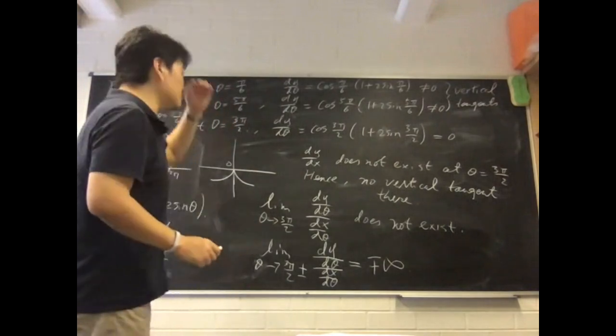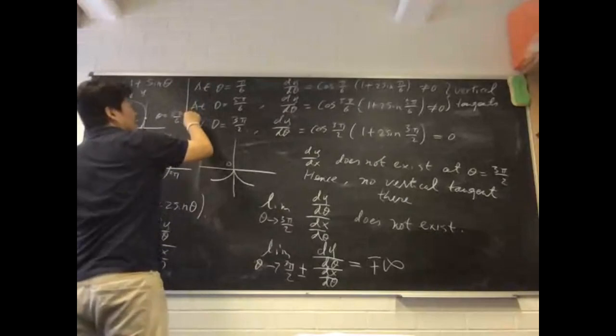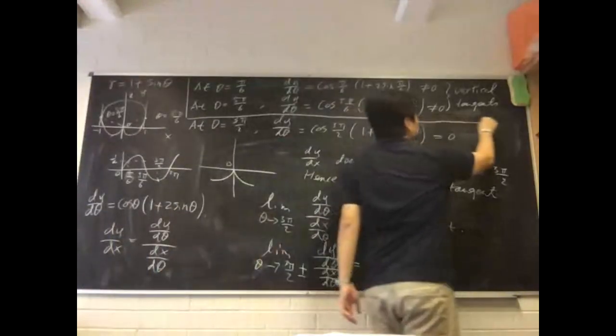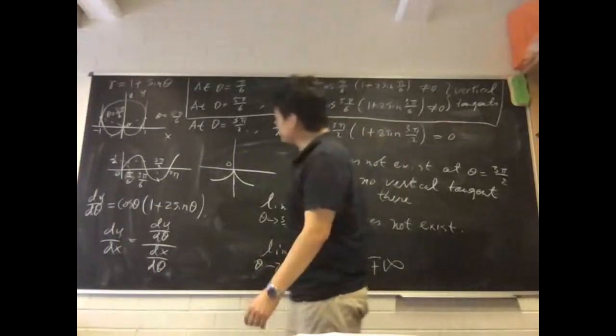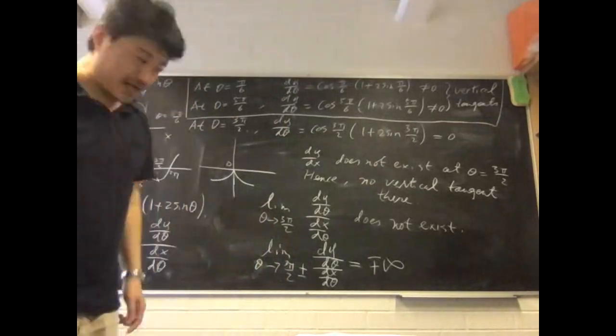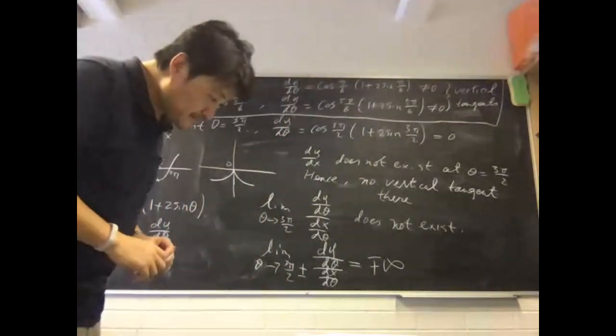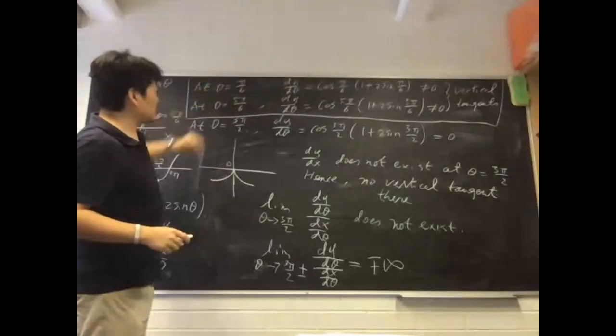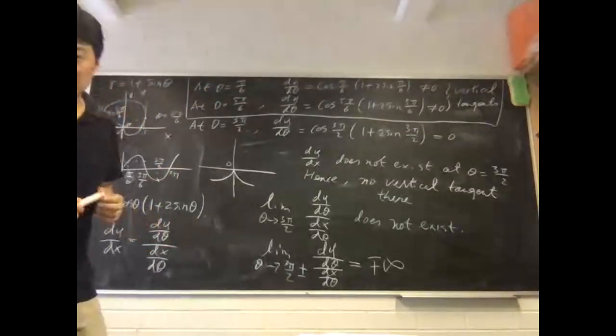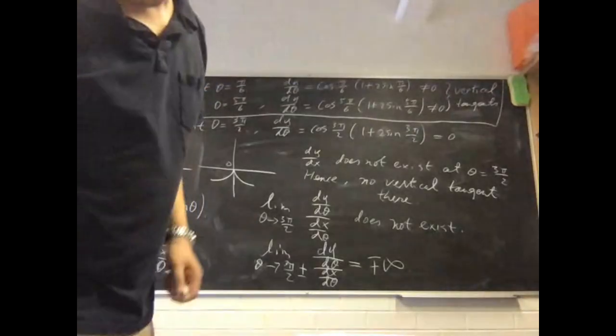So there are only two places where you get vertical tangents, and those are the places. All right. Any questions here? Vertical tangents at pi over 6 and at 5 pi over 6.